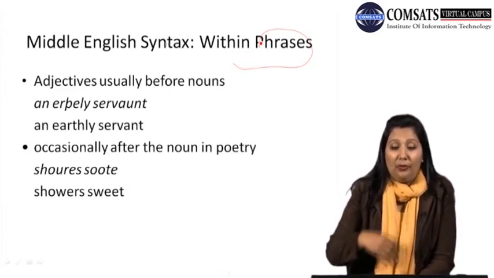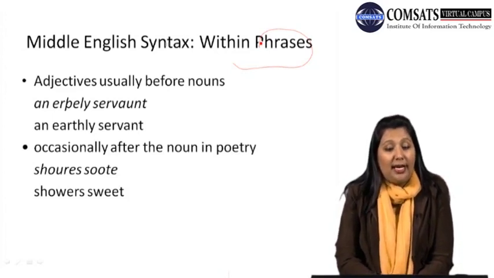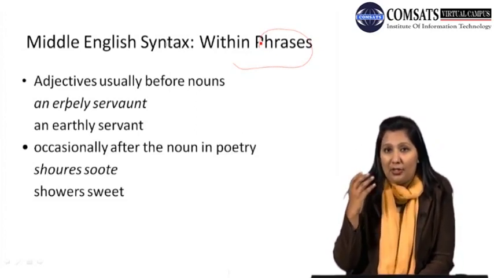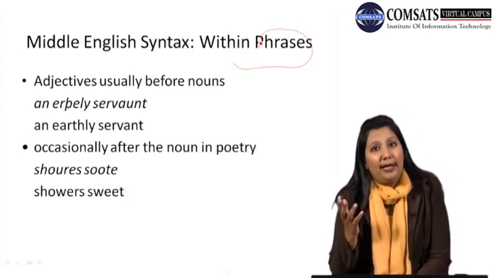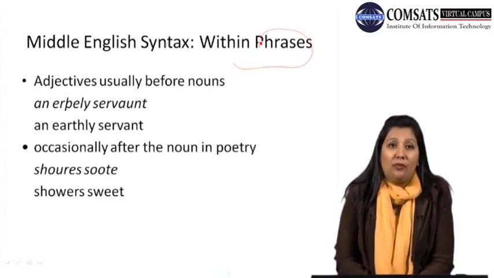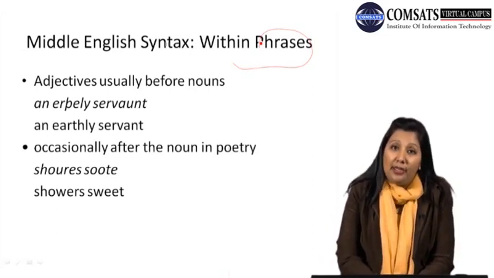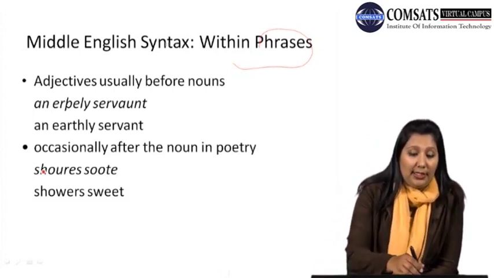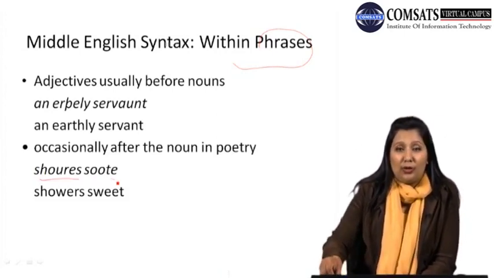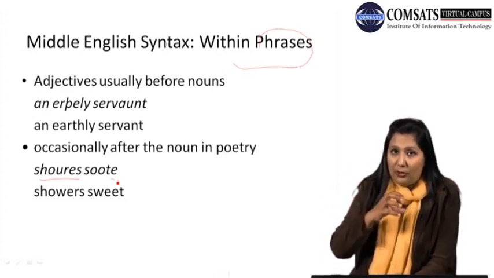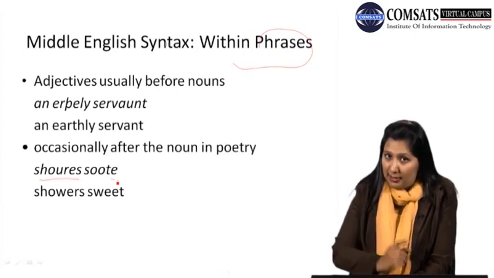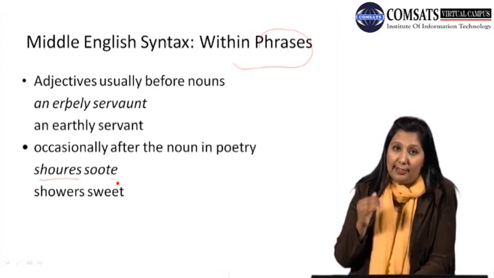An earthly servant is an example of Middle English. Then, occasionally, adjectives came after the noun in poetry. Poetry is a literary variety of the language that is different, that is free, and most of the time does not follow any grammatical structure. Yet when we trace some syntax within phrases in poetry, we see that adjectives were placed after the nouns. For example, it is written "showers sweet." Showers is a noun and sweet is an adjective referring to the noun showers. So this is placed after the noun, whereas in simple sentences, the sentences that were not literature, it was written before.